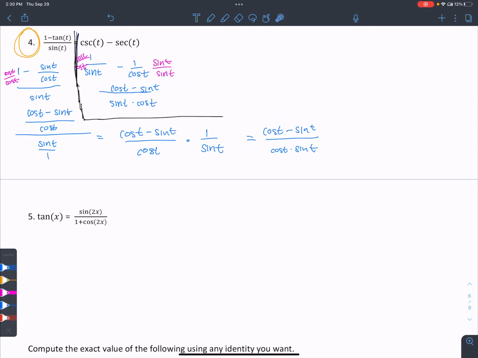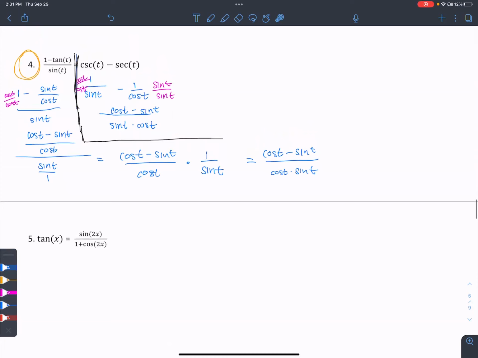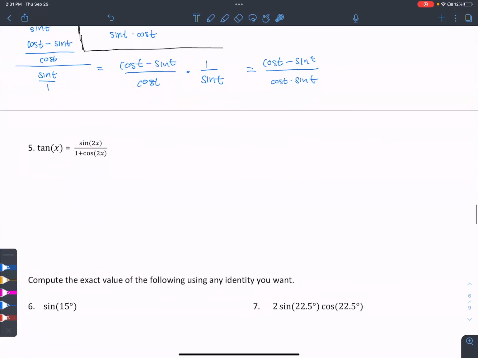That is tricky. There's a lot going on there, but getting things in terms of sine and cosine, and then working both sides to sort of help yourself, that is wise. I'm going to work number 5 as well.